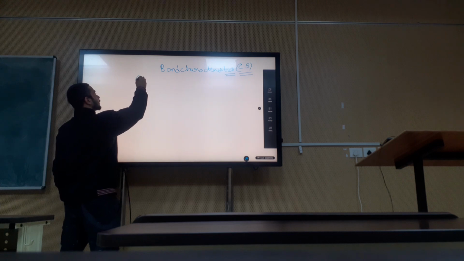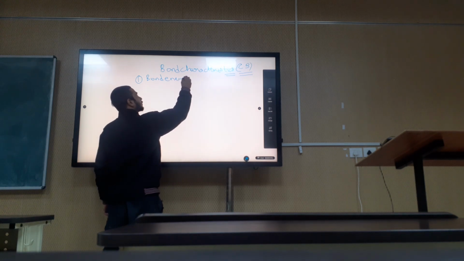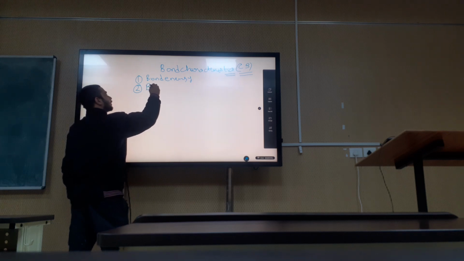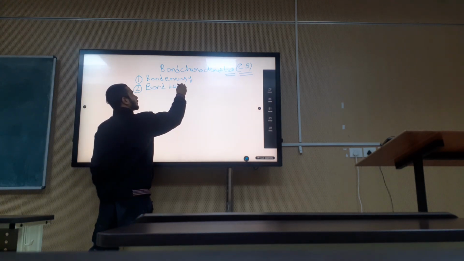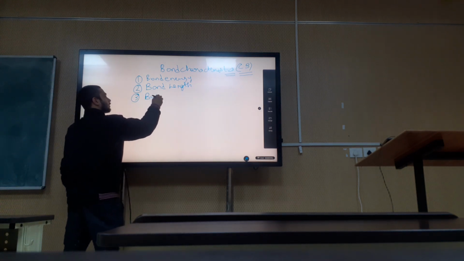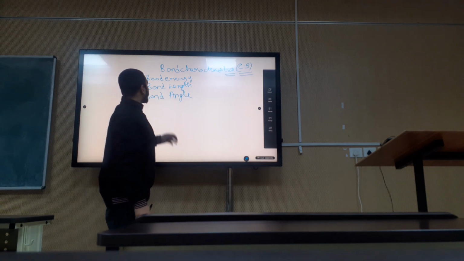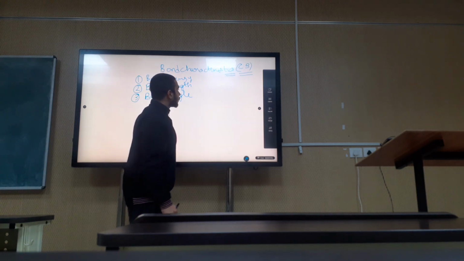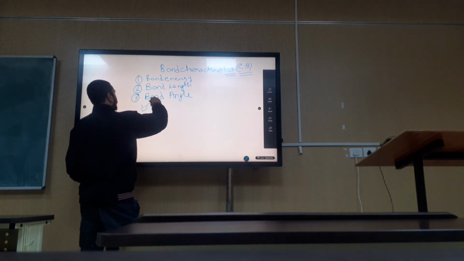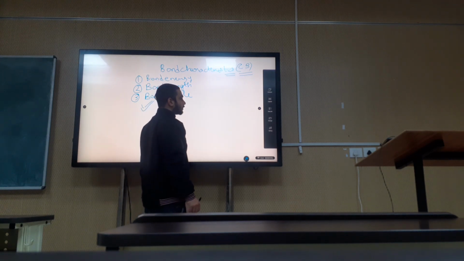So first bond characteristic is bond energy. This is a very important thing, bond energy. Second is bond length, and third one is bond angle. So bond energy, bond length and bond angle are the three characteristics of a particular compound. We will see what these are in a particular compound.